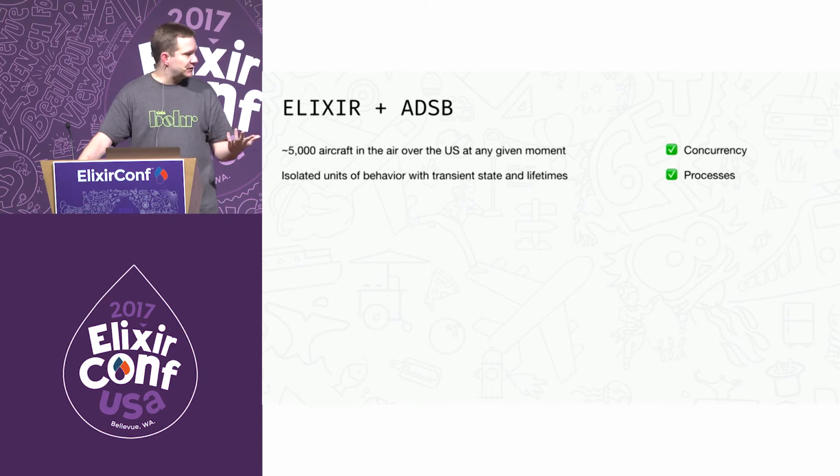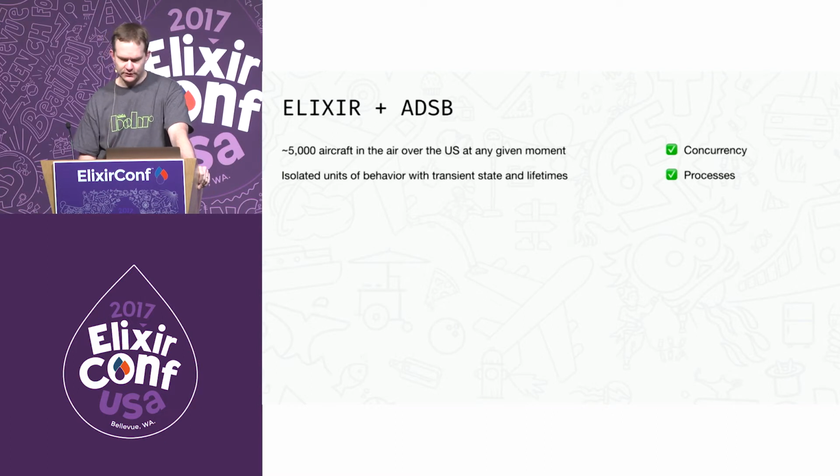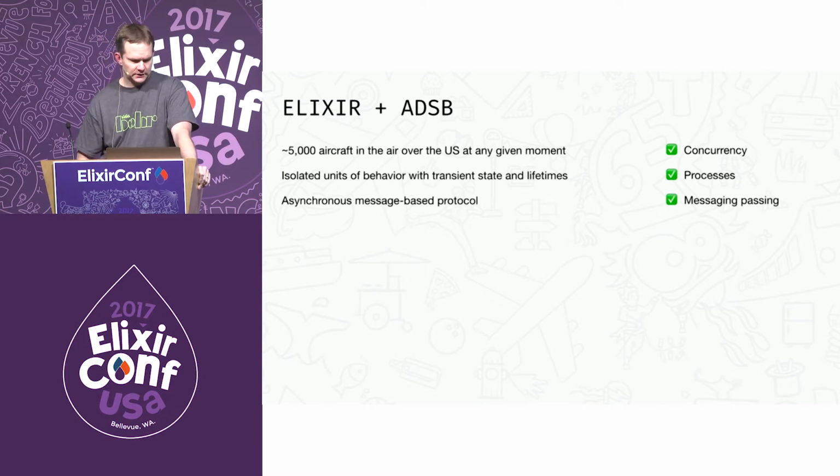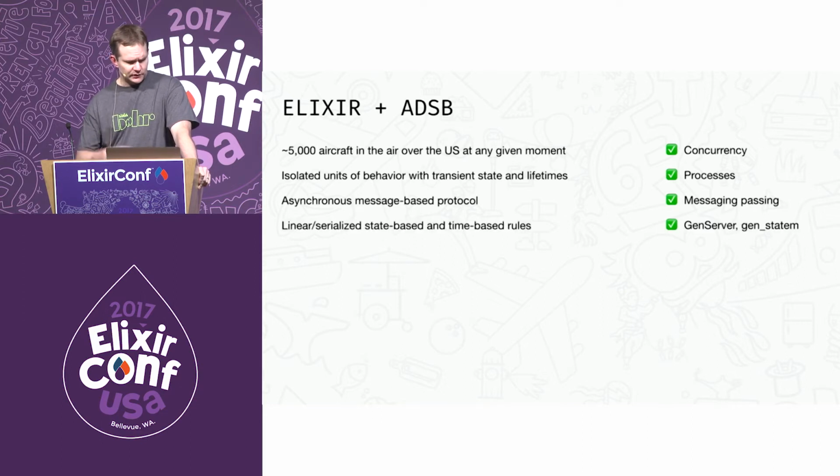Second of all, we're tracking state per aircraft. We're talking about isolated units of behavior that have transient state and lifetimes. That maps really well to processes. It's an asynchronous message-based protocol, so we have message passing. There are linear or serialized, state-based and time-based rules that apply to a lot of this stuff when the messages come in. And these are modeled quite well with GenServers and potentially even GenStateM, which I haven't tried yet.